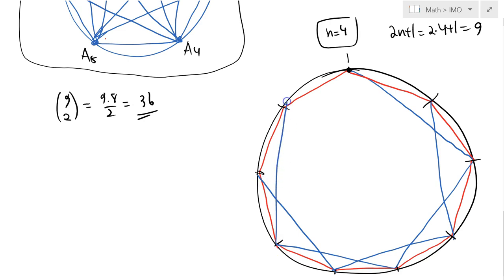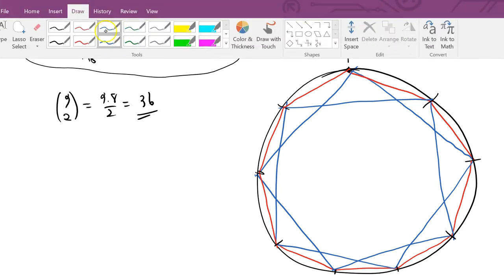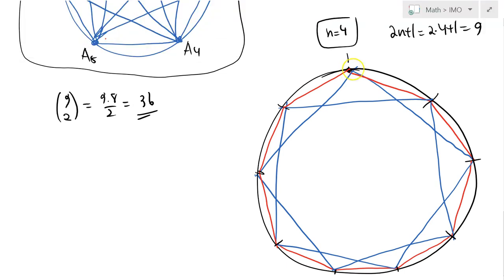Blue, blue, blue, and blue. Now step 3, in the third layer of coloring, we go back to the red color. Now we will skip 2 vertices, like that.